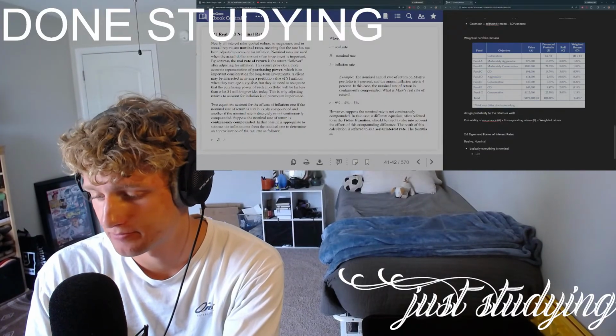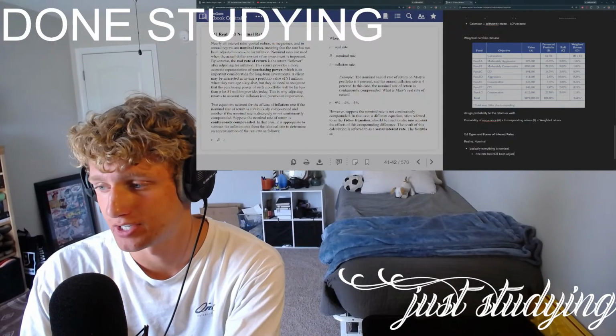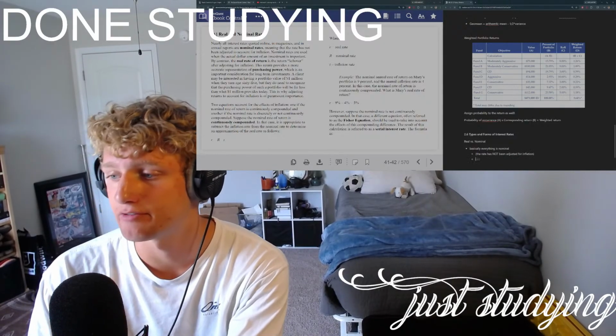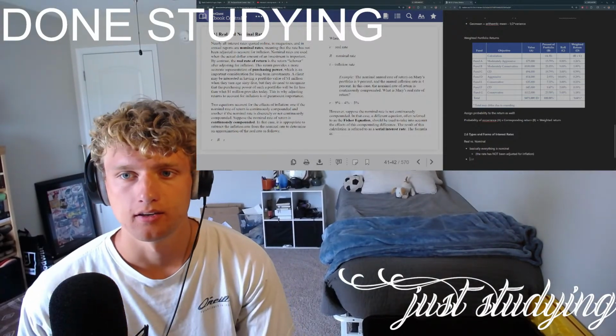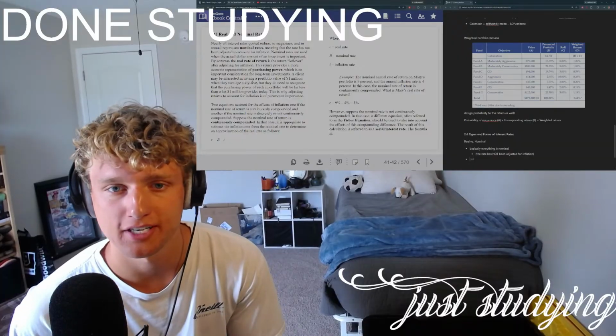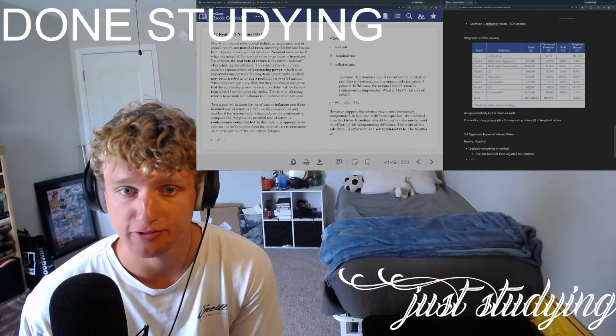Means the rate has not been adjusted for inflation. We actually have noted that previously in our notes. Nominal rates are used when the actual dollar amount of an investment is important. By contrast, the real rate of return is the return left over.